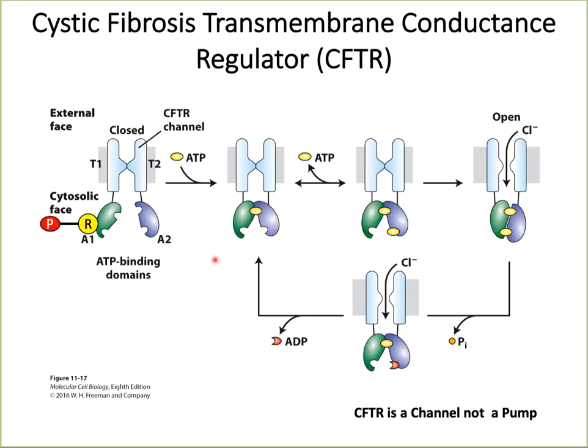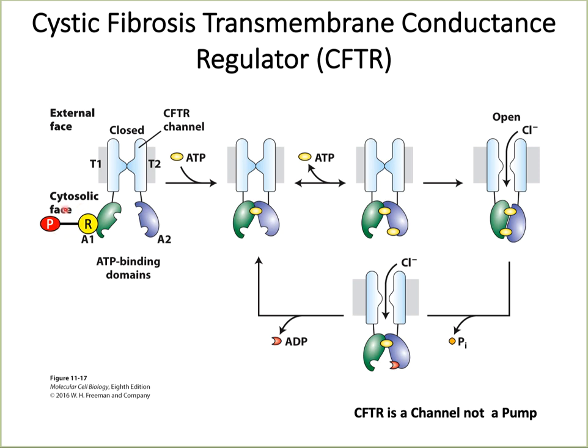This illustration shows a simple cartoon of the functioning of the cystic fibrosis transmembrane conductance regulator, CFTR. Please note that the ABC cystic fibrosis transmembrane conductance regulator, CFTR, is a chloride channel, not a pump. It means the transporter carries chloride down the concentration gradient and not up like a pump. But even with this down the concentration gradient, ATP or energy is required.